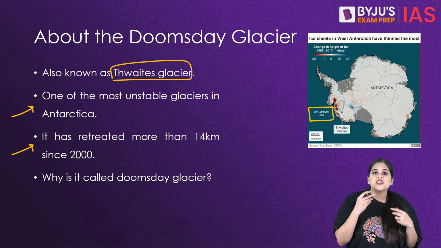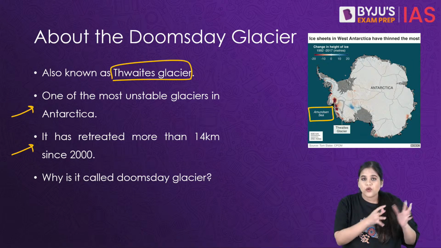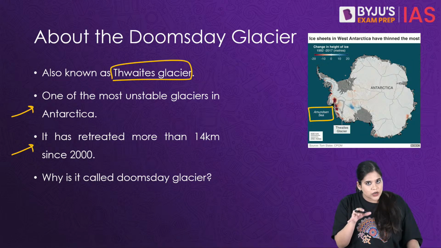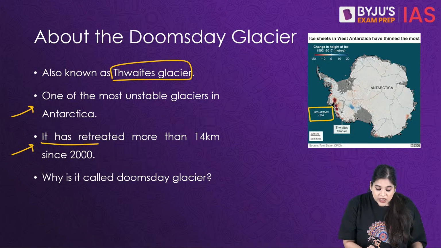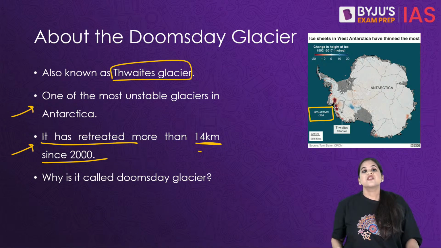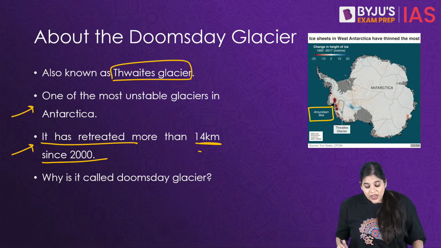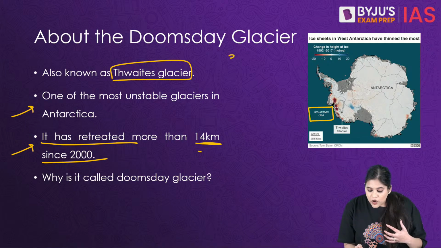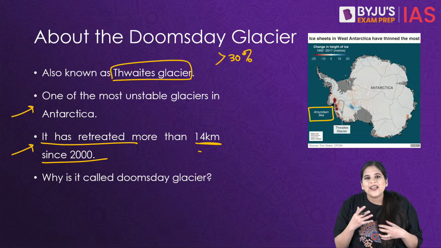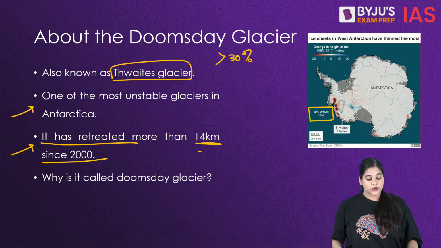Now, according to various studies that we have conducted before the Thwaites Glacier collaboration conducted this study, this glacier has retreated more than 14% since the year 2000. In fact, since the year 2000, there has been an increase of more than 30% in the rate of the melting of this particular glacier.